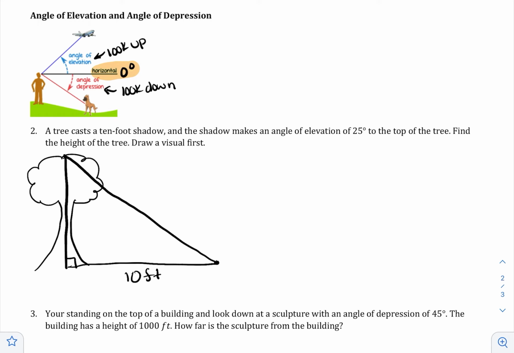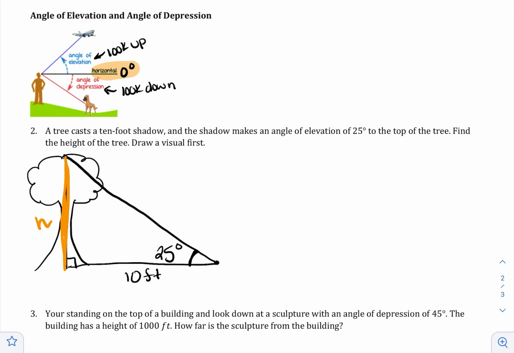So the shadow makes an angle of elevation. It looks up to the top of the tree, and it makes an angle of elevation of 25 degrees. If the shadow had eyes, it would be looking up and turning its head to the top of the tree. And it wants to know what the height is. So the height is this little guy right here. This is what we're looking for, so we'll call this h.